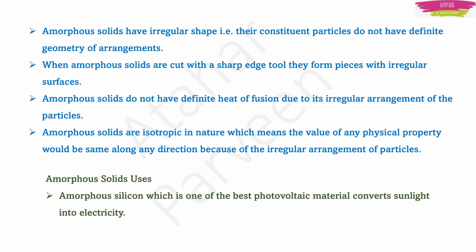Amorphous solids have one very important use, that is amorphous silicon. It is one of the best photovoltaic materials. It converts sunlight into electricity, so we can save energy, right? Sunlight is present in abundance, it will never be exhausted, correct? So it is an inexhaustible resource. So we can convert sunlight into electricity. That is one of the important uses of an amorphous solid, that is silicon.